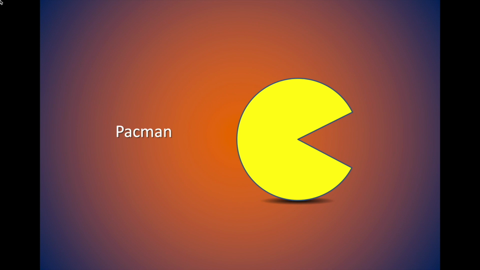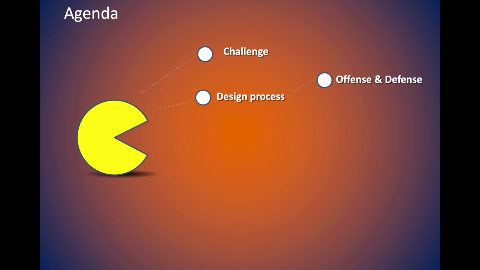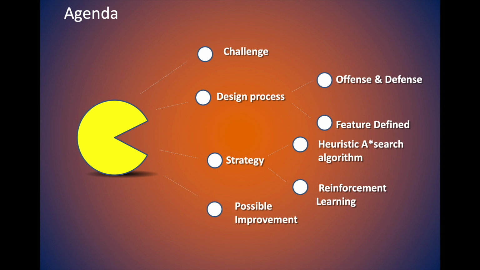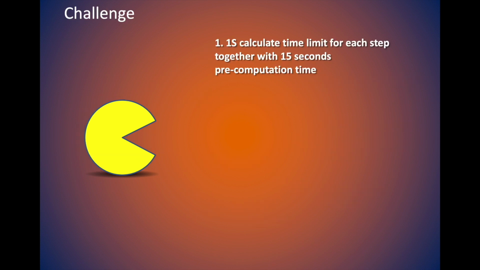Hello, we are the class of COMP90054 AI Planning, and today we are going to introduce our agenda. We will talk about the challenge, from the design process to the strategy, and finally we will talk about our possible improvement. As for the challenge, there are 4 points as shown here.